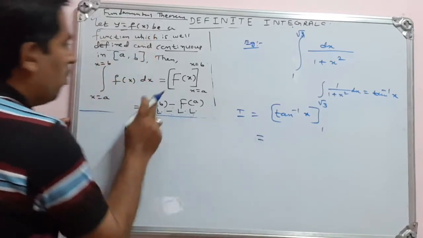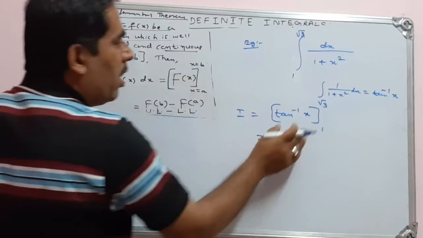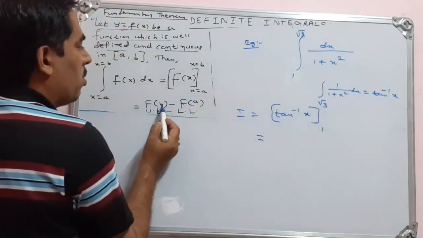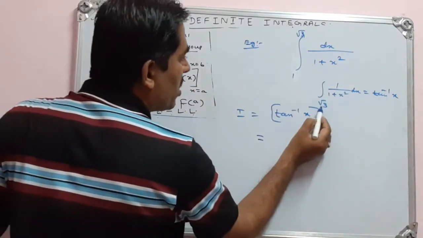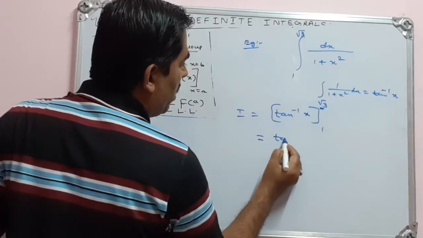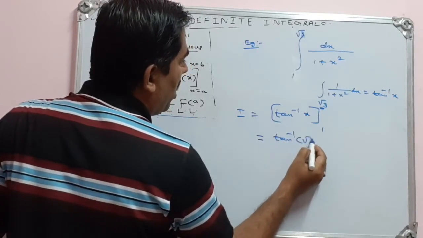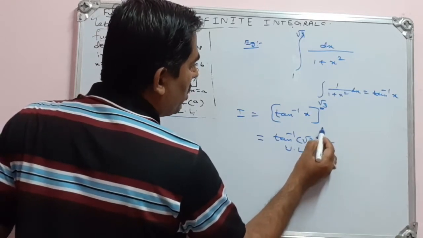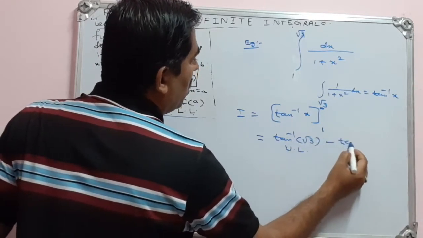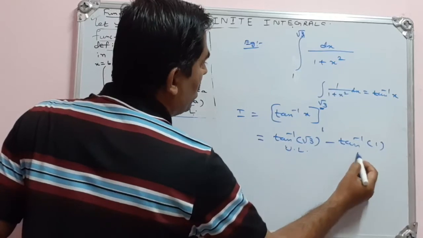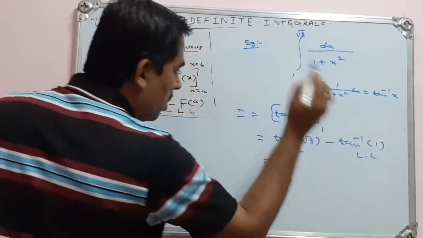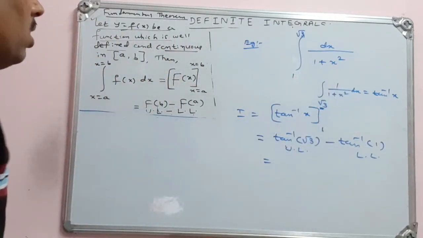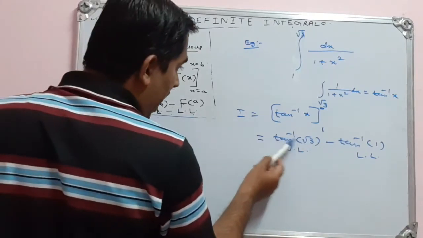Now we have written the antiderivative. Now we have to substitute the upper limit minus the lower limit. What is the upper limit here? Tan inverse of root 3, this is the upper limit, minus the lower limit. Now I have to substitute 1 in place of x, that is tan inverse 1. This is the lower limit.